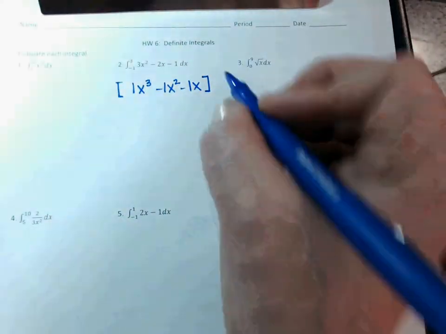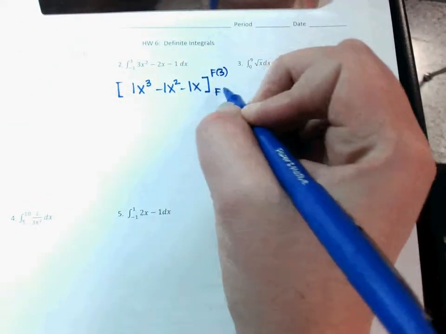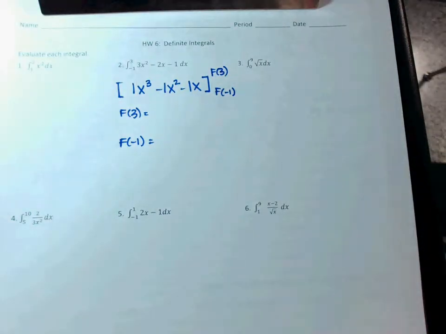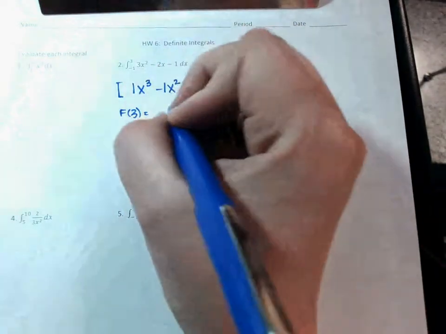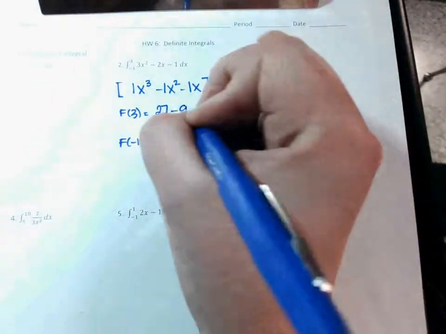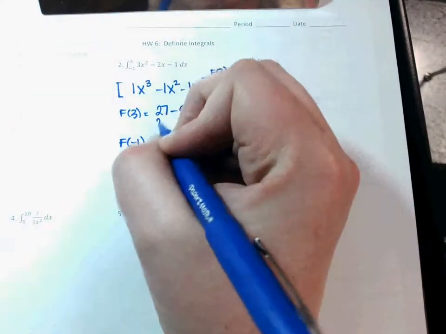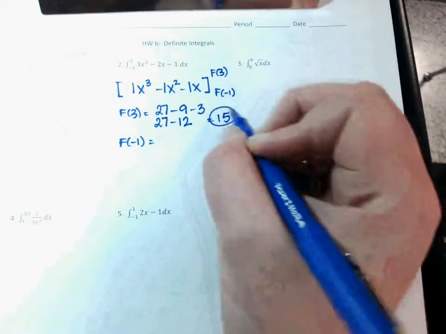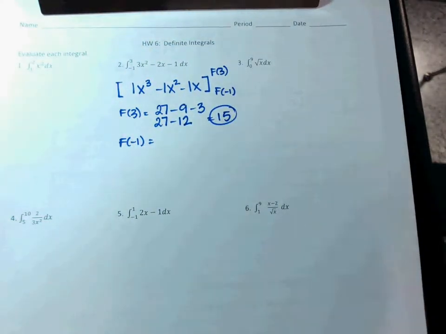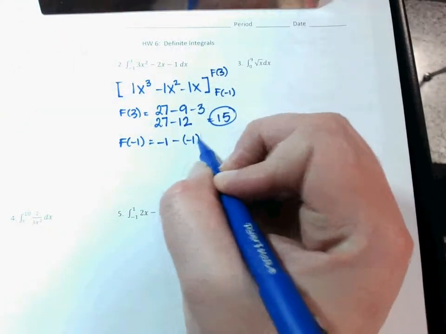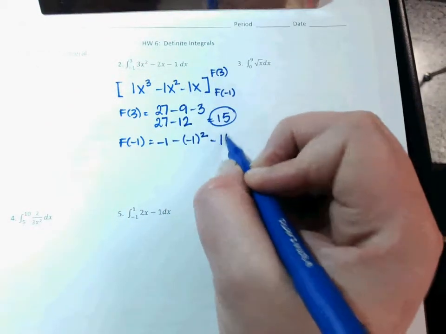Okay, then you're going to plug in capital F of 3, capital F of -1. I'm going to do that down here just so that I have room on the other questions. F of 3 would be 3 cubed, which is 27, minus 3 squared is 9, then minus 3. So that'd be 27 minus 12, which is how much left over? Okay, 15 is the top one. Then the bottom one, -1 cubed is still a -1, minus a -1 squared, and then minus 1 -1.